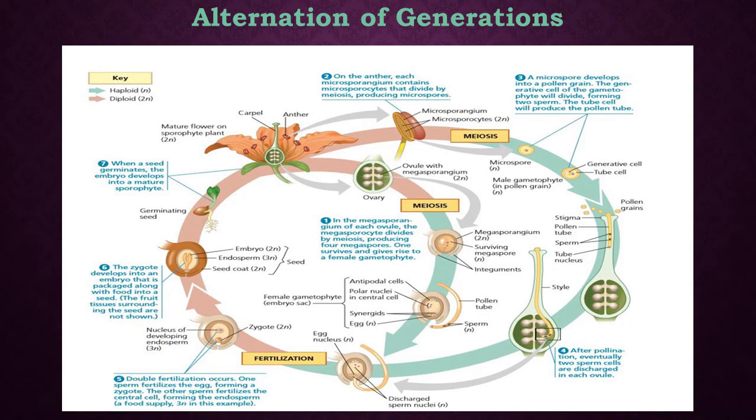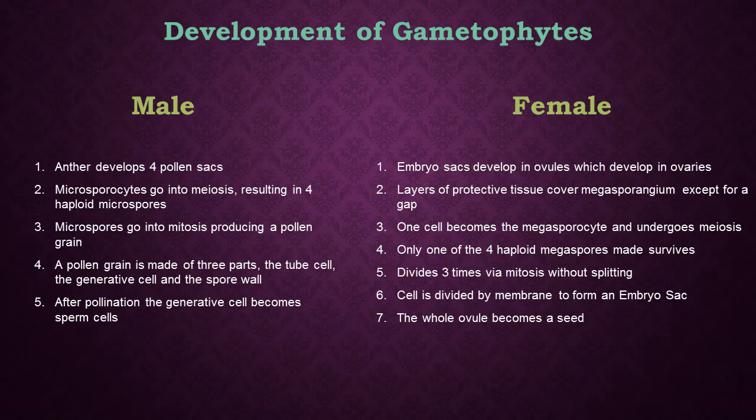Then we have alternation of generations. Here you can see that the blue arrows represent haploid, and the red arrows represent diploid. Then here we can see the development of gametophytes. The gap in female development is called a micropyle. The protective layers of tissue in female development are called integuments.